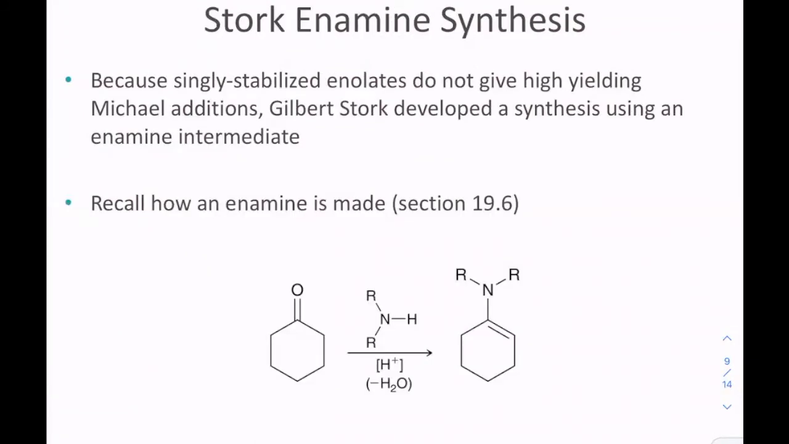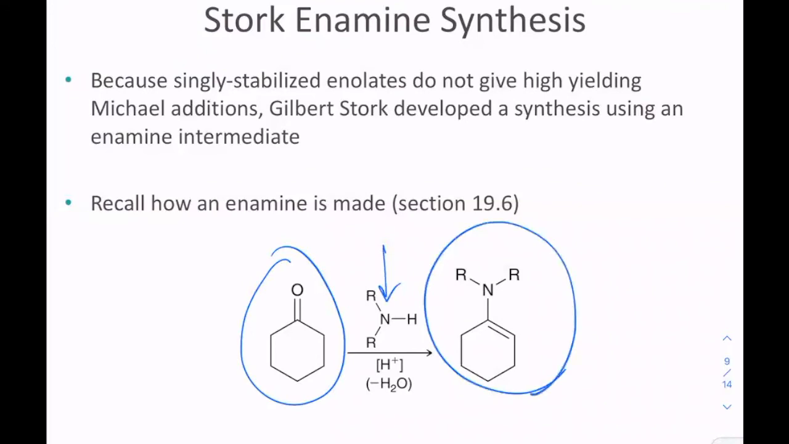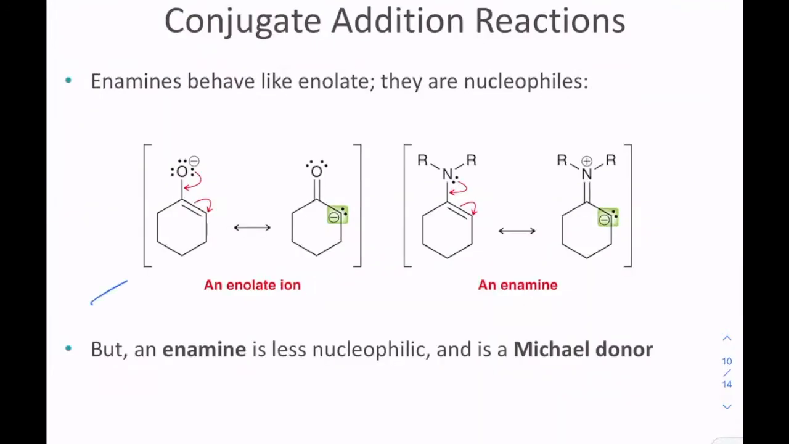So a second important conjugate addition reaction is the Stork enamine synthesis. In this case, we take a ketone or aldehyde and we'll react it with a secondary amine. Recall in the previous chapter how we took a ketone or aldehyde and reacted it with a secondary amine to afford our enamine. If we look at that intermediate, the enolate intermediate that we want to be stable in this conjugate addition reaction, we have a resonance structure which puts the negative charge right on that alpha carbon.